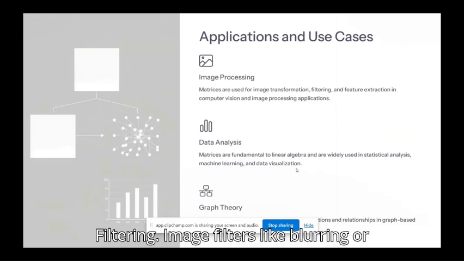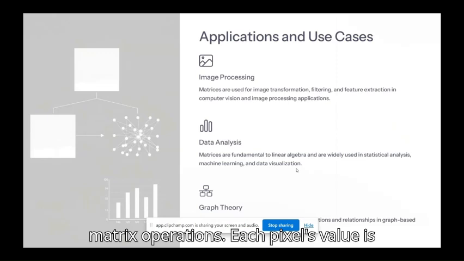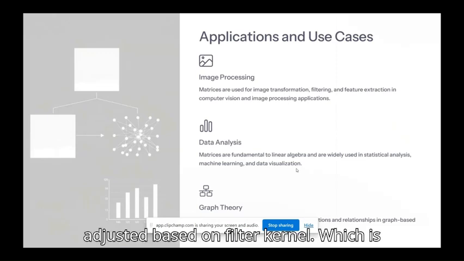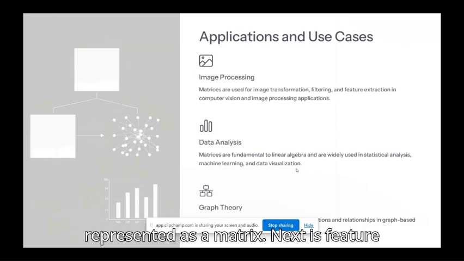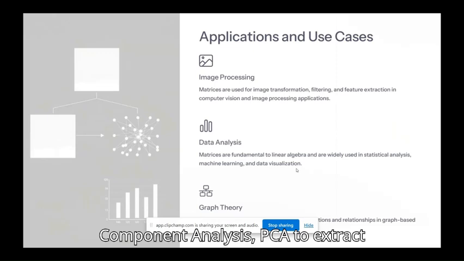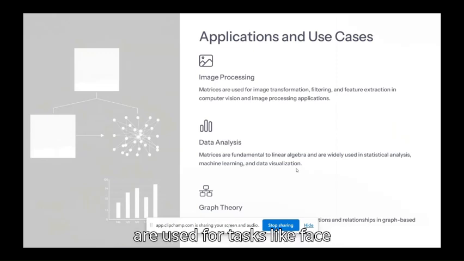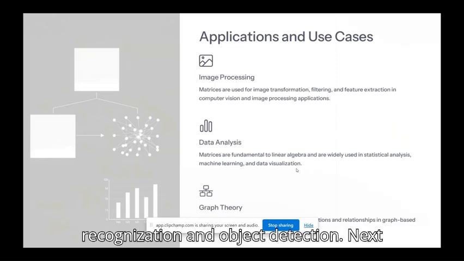Filtering. Image filters like blurring or sharpening can be implemented using matrix operations. Each pixel's value is adjusted based on a filter kernel, which is represented as a matrix. Next is feature extraction. Matrices are used in techniques like principal component analysis (PCA) to extract significant features from images, which are used for tasks like face recognition and object detection.